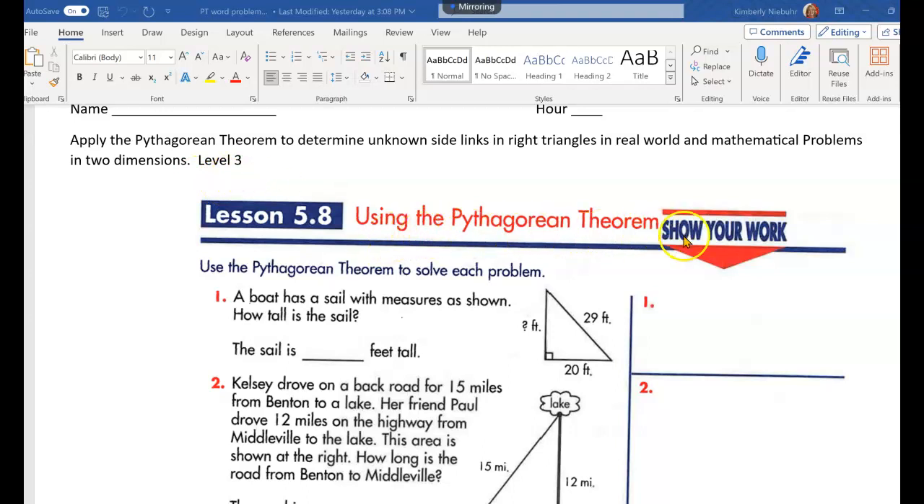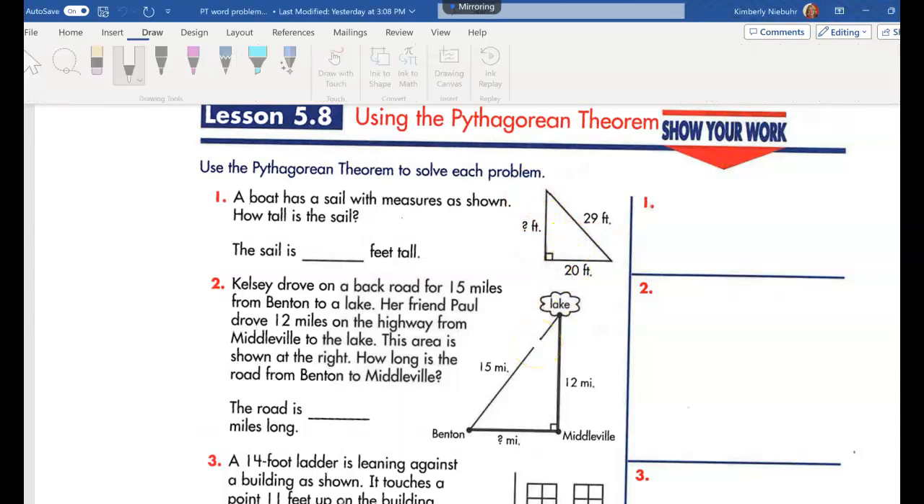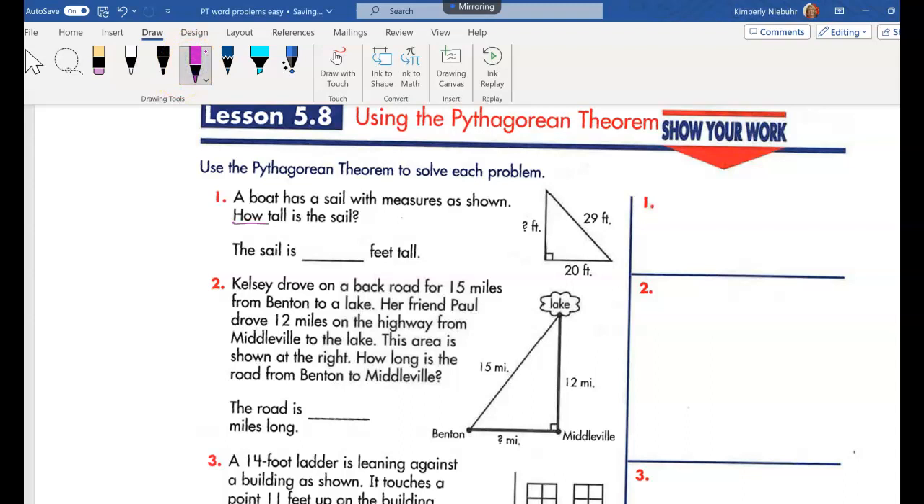Using the Pythagorean theorem, show your work. Use the Pythagorean theorem to solve each problem. Number 1: A boat has a sail with measures as shown. How tall is the sail? They've already drawn the picture for us, so we don't have to do that. We need to remember to underline the question, circle the numbers, and when we have completed number 1, we should be able to write in a number here. The sail is blank feet tall.